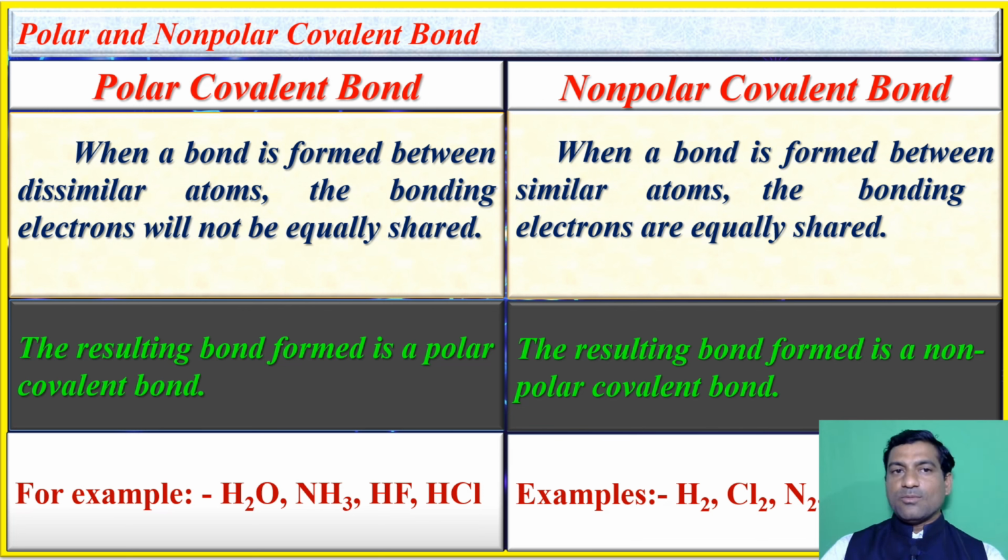For example, water molecule is a polar covalent bonded compound. Ammonia, HF and HCl, these are the polar covalent bonded compounds. And the hydrogen molecule, chlorine molecule, nitrogen molecule, these are the non-polar covalent bond compounds.